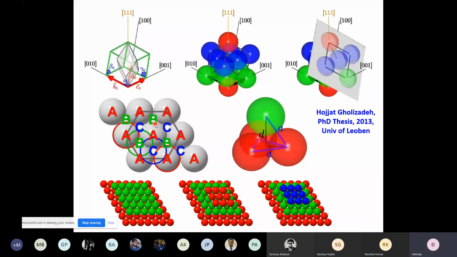If you put atoms in C positions, on top of the C layer, there will be two available, A and B. Suppose A, B, C. On top of C, you find two positions available, A and B. If you put in B, what will happen?